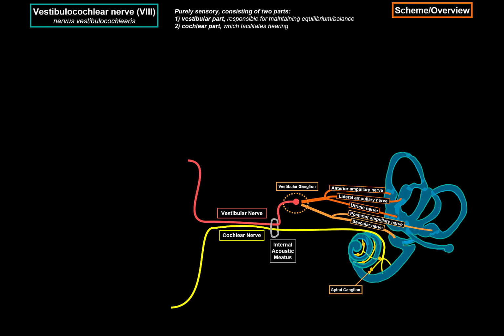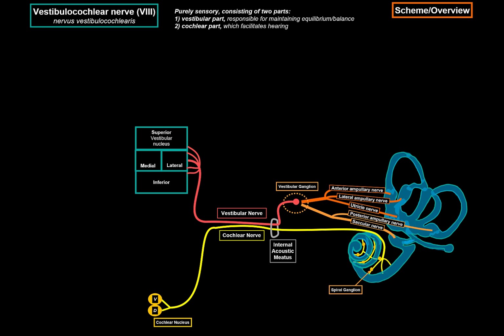This nerve will now enter the brainstem through the pontomedullary junction and separate as the cochlear nerve and the vestibular nerve. The cochlear nerve will run off and synapse with the ventral and the dorsal cochlear nuclei. The vestibular nerve will reach the vestibular nuclear complex consisting of superior, medial, lateral, and the inferior parts.